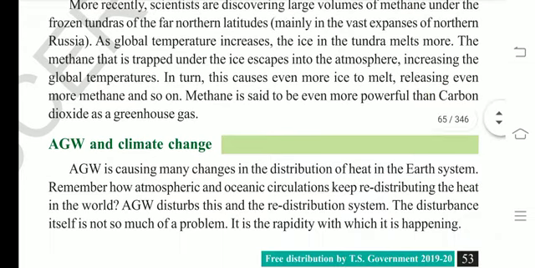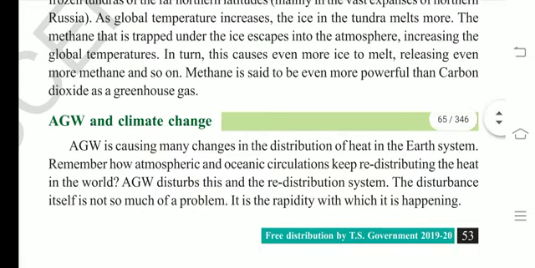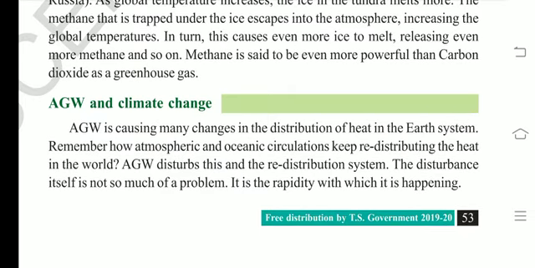So what happens with anthropogenic global warming? When it is taking place, there will be disturbance of heat in the earth system, right? We studied in ninth class that atmospheric and ocean circulations keep redistributing the heat in the world. Heat is redistributed across the world by atmospheric winds and ocean currents. So due to global warming, the redistribution system of heating across the globe is disturbed, and the disturbance is happening very rapidly.